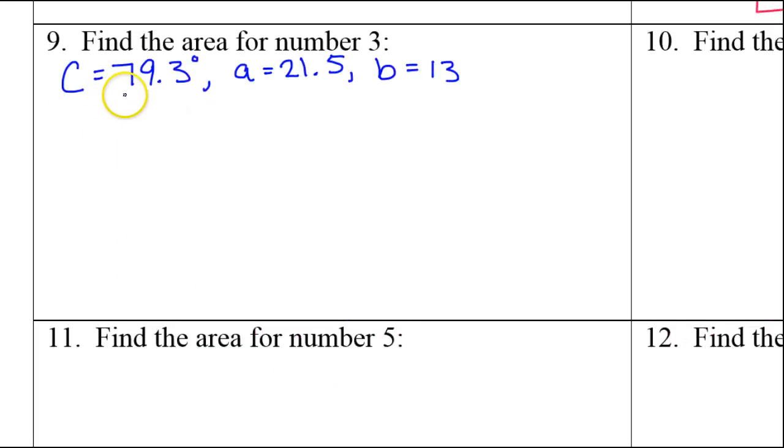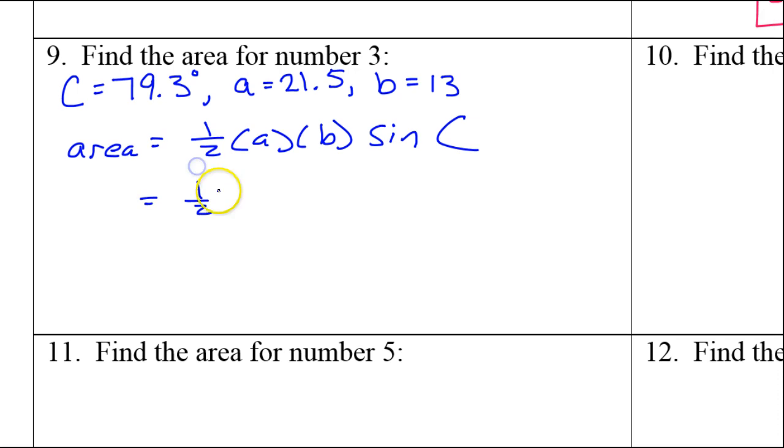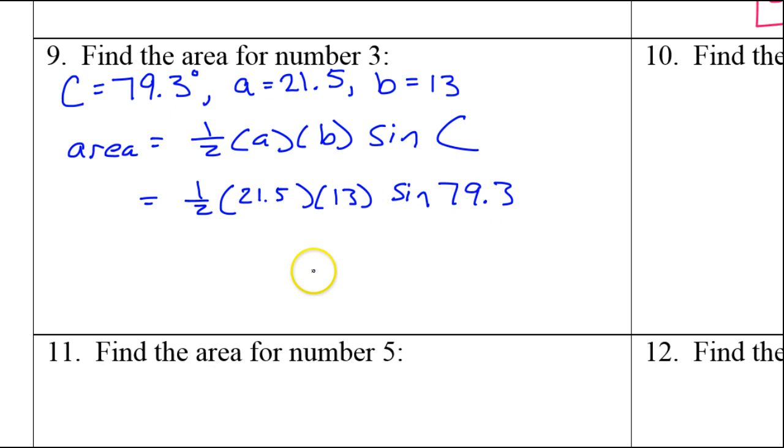Alright, so for number 9, we are given side, angle, side, and we're supposed to use the formula that looks like this. Area is equal to 1/2 A times B times the sine of angle C. So that's what we're going to do. So this is going to be 1/2 of 21.5 times 13 times the sine of 79.3. Just put this in your calculator and that'll be it.